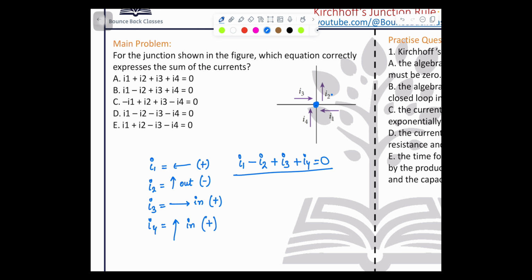Okay, now read the question. For the junction shown in the figure, which equation correctly expresses the sum of the currents? Okay, number 1, I1 plus I2 plus I3 plus I4. No, I2 should be negative. Okay, I1 minus I2 plus I3, yes, it is correct. C wrong, D wrong, E wrong. So our answer is B for boy. Clear, guys? Okay, and B for bounce back classes.